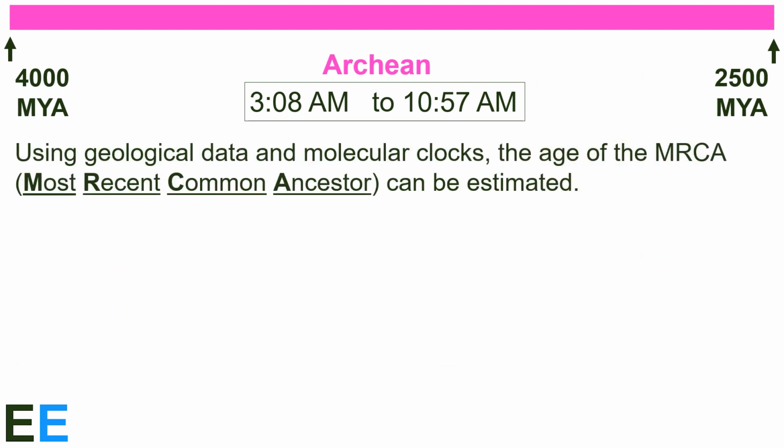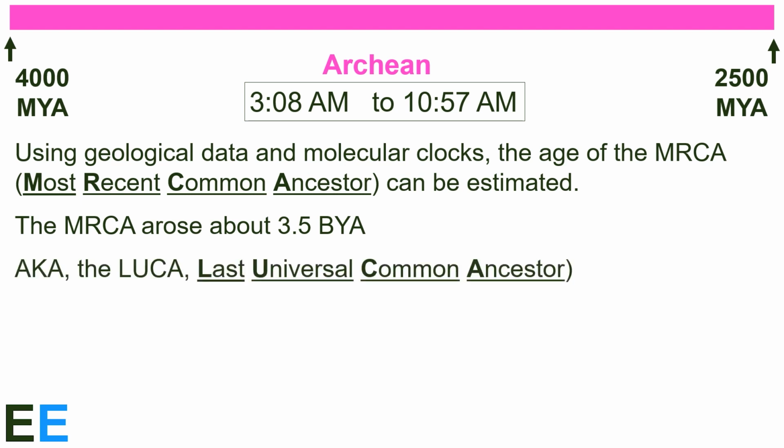Even though we don't have great fossils or any DNA from so long ago, we can use geological data and molecular clocks to estimate the age of the most recent common ancestor for all current life on Earth. A molecular clock is the name for the technique of dating how long ago different organisms diverged based on how many differences they have in their modern-day DNA. This most recent common ancestor, MRCA, seems to have lived about 3.5 billion years ago. Another term for this is the last universal common ancestor, LUCA.